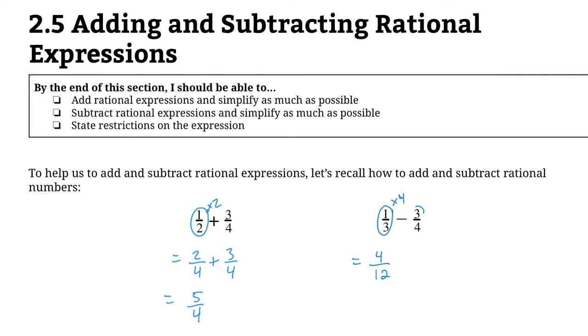And then our second fraction, we're going to multiply the entire fraction, both numerator and denominator, by 3. So that's going to become 9 over 12. Now we can actually subtract. So 4 minus 9 is negative 5, and we're going to keep that denominator the same.